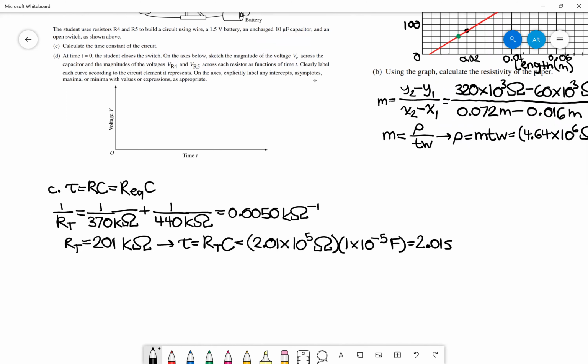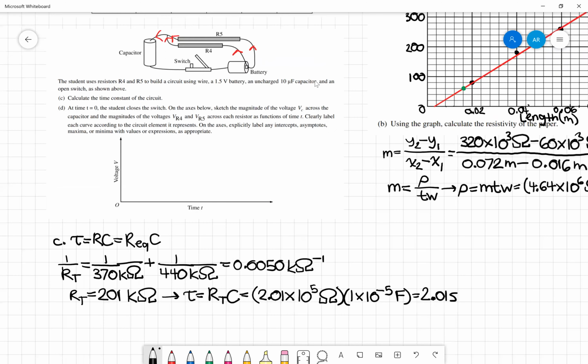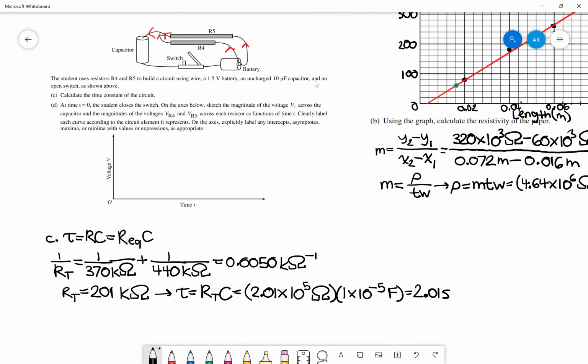Part D asks, at time t equals 0, the student closes the switch. On the axes below, sketch the magnitude of the voltage VC across the capacitor and the magnitudes of the voltages VR4 and VR5 across each resistor as functions of time t. Clearly label each curve according to the circuit element it represents. On the axes, explicitly label any intercepts, asymptotes, maxima, or minima with values or expressions as appropriate. So in order to do this, we need to visualize what happens to the circuit.